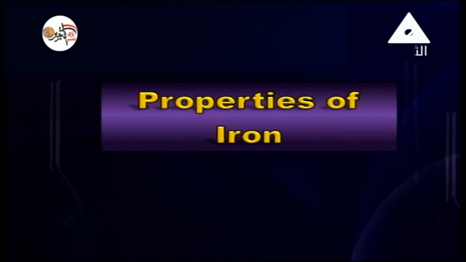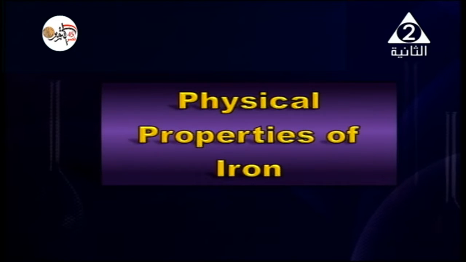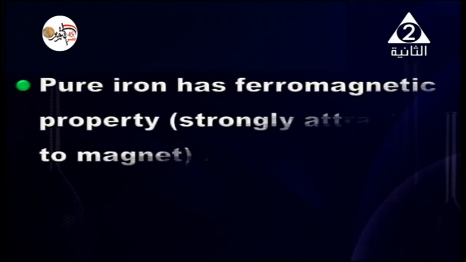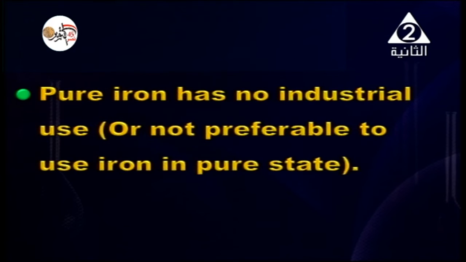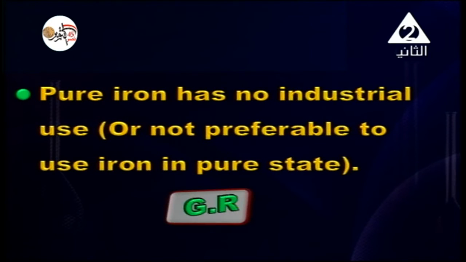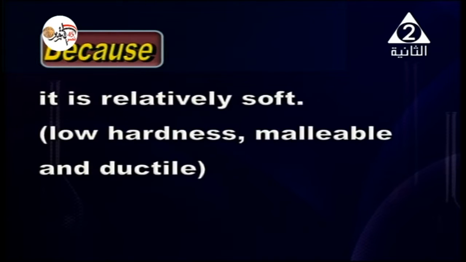Properties of iron. First, we are going to discuss the physical properties of iron. Pure iron has ferromagnetic property, which means it is strongly attracted to a magnet. Pure iron has no industrial use, or we can say it is not preferable to use iron in the pure state, and we have a good reason for this. The answer: because it is relatively soft, which means low hardness, malleable and ductile.